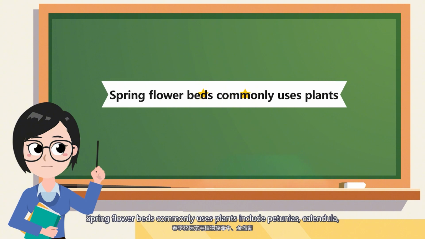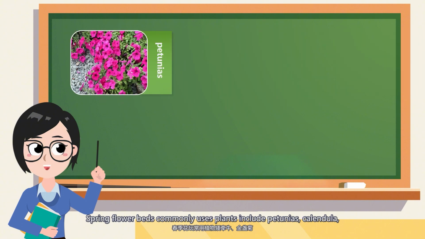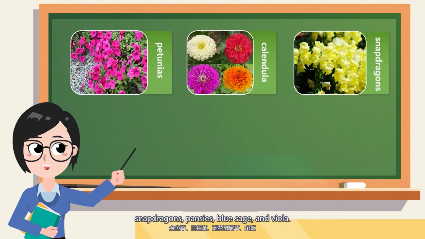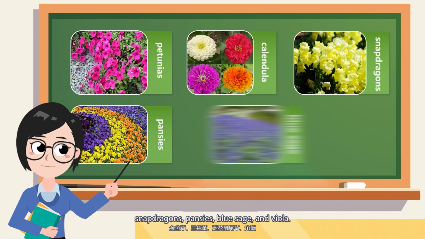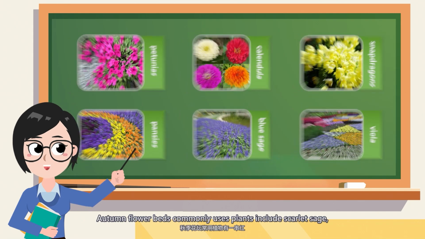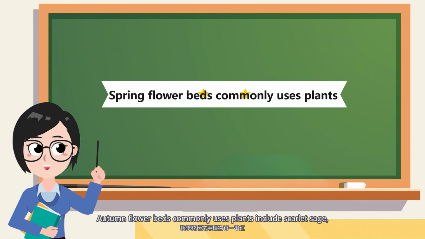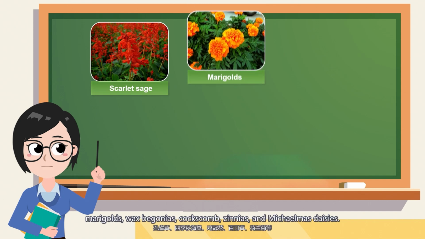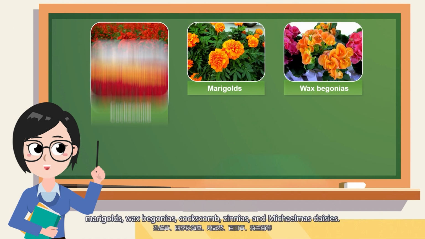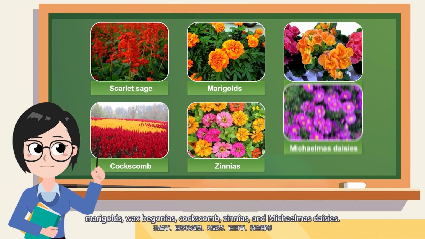Spring flower beds commonly use plants including petunias, calendula, snapdragons, pansies, blue sage, and viola. Autumn flower beds commonly use plants including scarlet sage, marigolds, wax begonias, coxcomb, zinnias, and Michaelmas daisies.